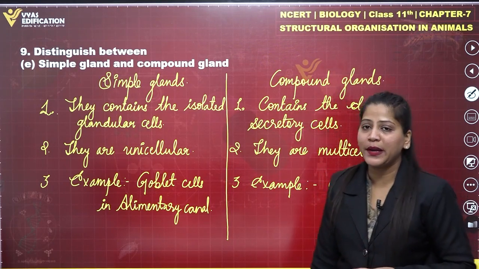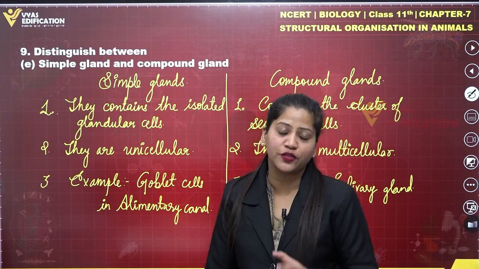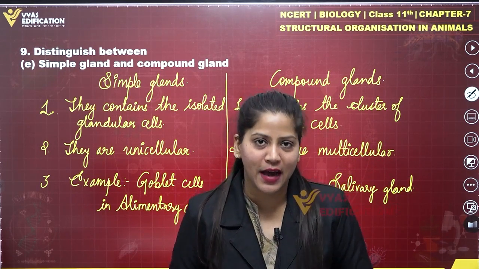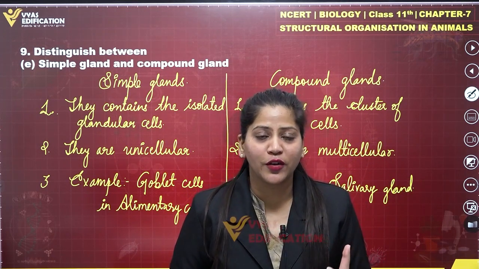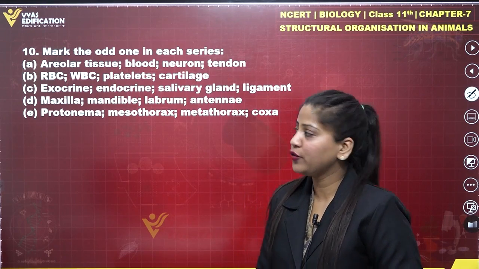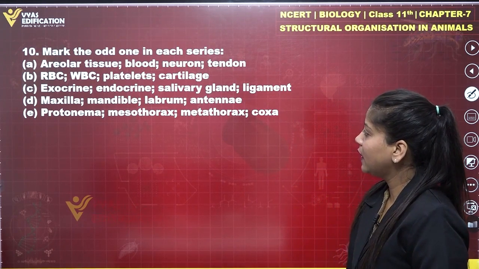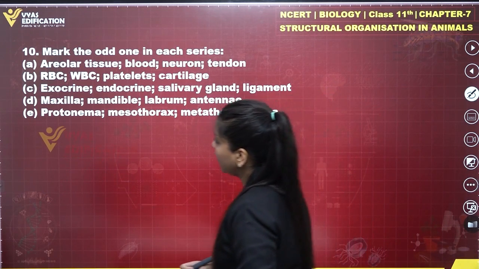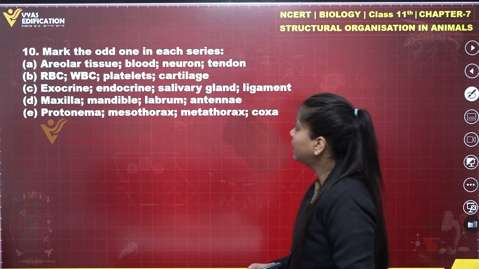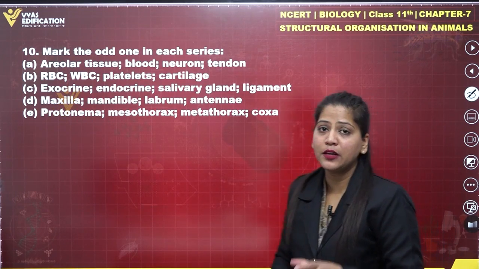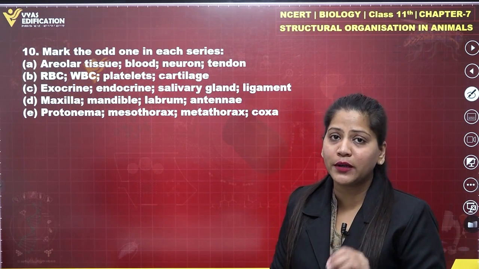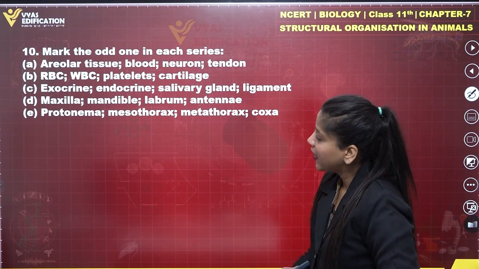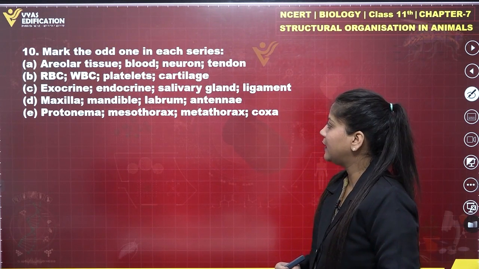With this we have completed the last part of the 9th question, and also the whole question number 9. Now we are moving on to the next question, question number 10. Question number 10 is asking to mark the odd one in each series, right? In A, we have areolar tissue, blood, neuron and tendon, and we have to mark the odd one out.